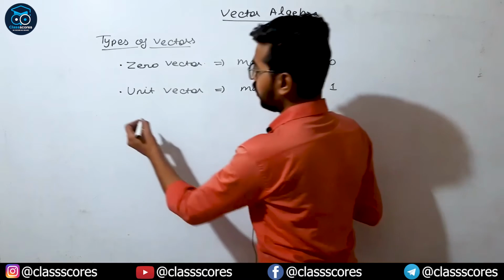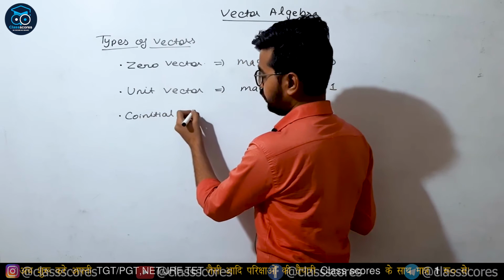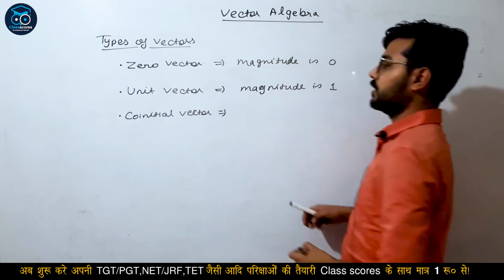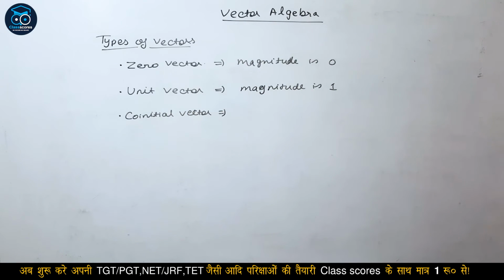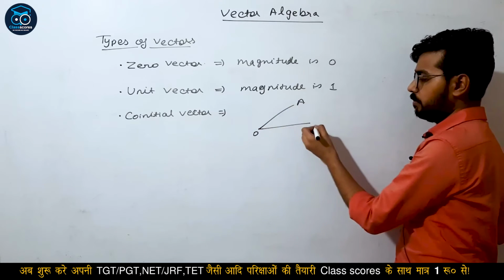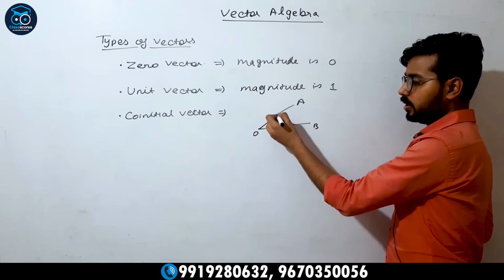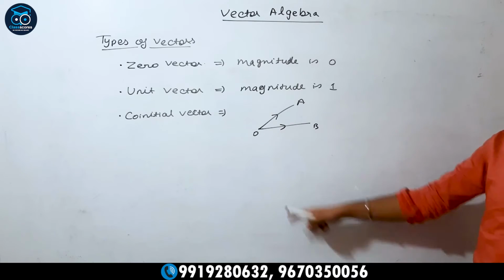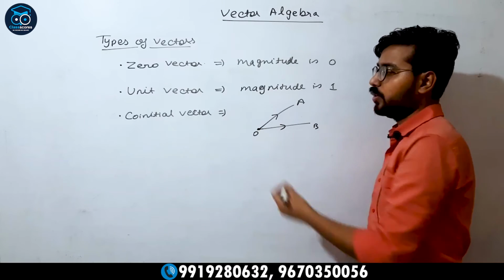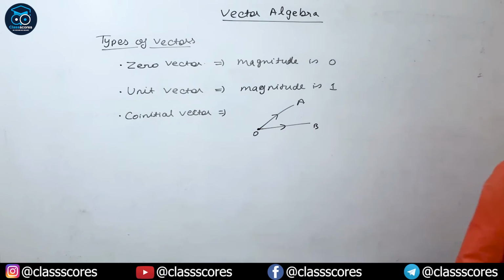Then third one is co-initial vector. So what is co-initial vector? The vector which starts from the same point. For suppose OAB. Here line OA starts from O and line OB also starts from O. Its starting point is the same, so we can consider these as co-initial vectors. Means the vectors whose initial points are the same are known as co-initial vectors.